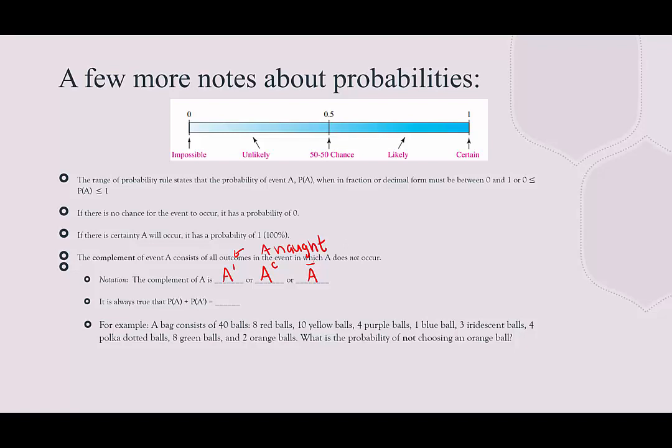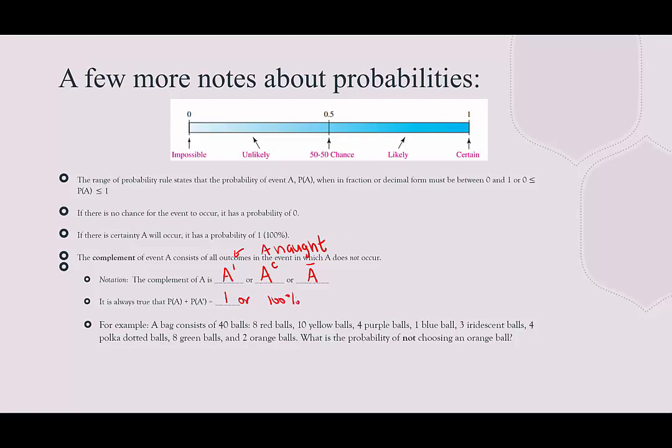So if the event that I'm talking about is a red Skittle, the complement would be the green, purple, yellow, and orange Skittles. It's always true that the probability of A plus the probability of its complement equals 1 or 100%. So they fill up the entire sample space.